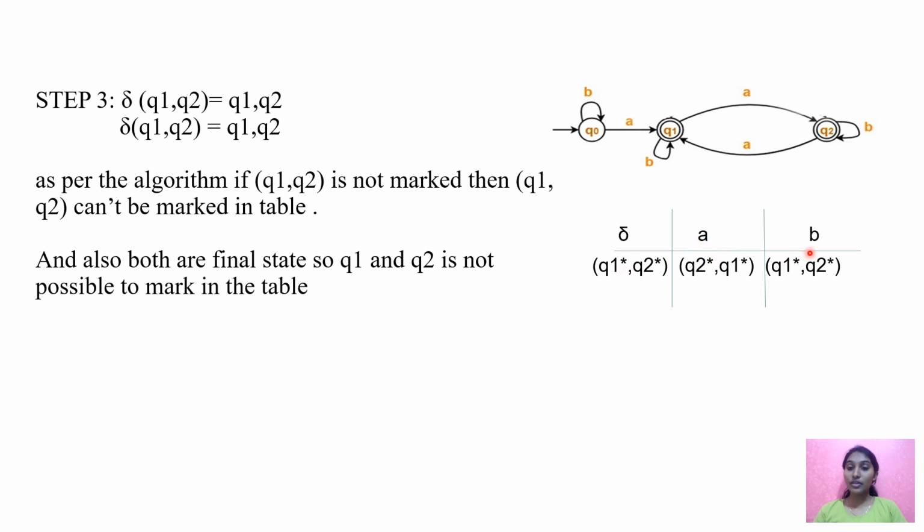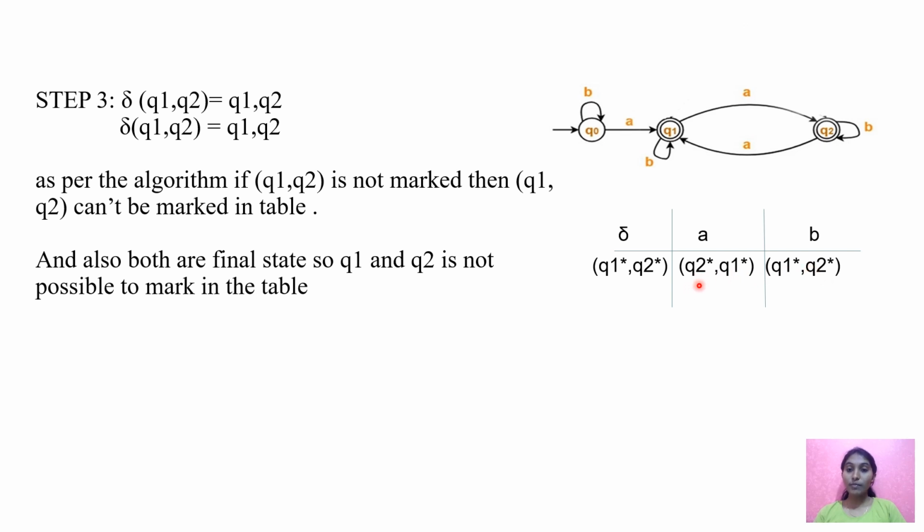And let's check with respect to B. Q1 with respect to B, where is it reaching? It is a self loop. So Q1 is reaching Q1 itself with respect to B, and Q2 with respect to B is also a self loop. So Q2 is reaching Q2 itself with respect to B. So these are the states that we got.